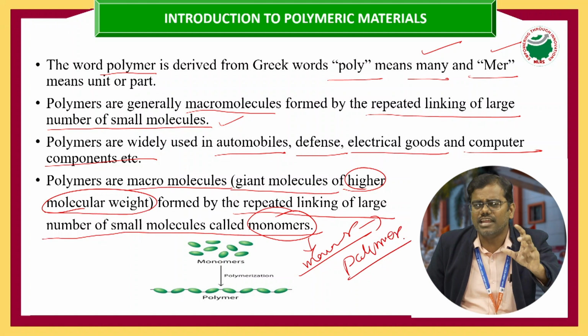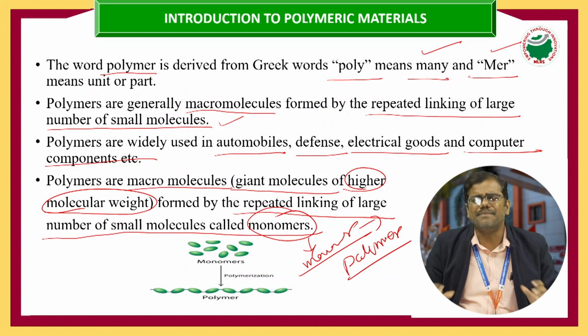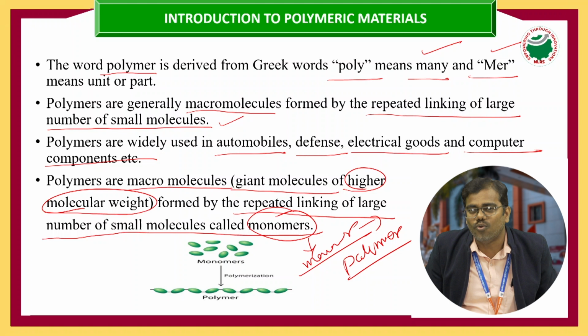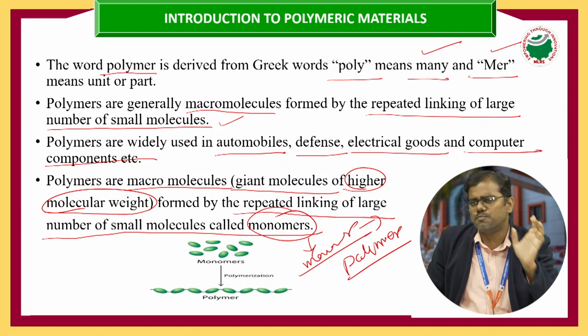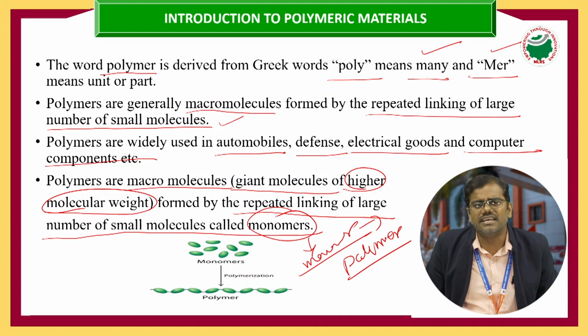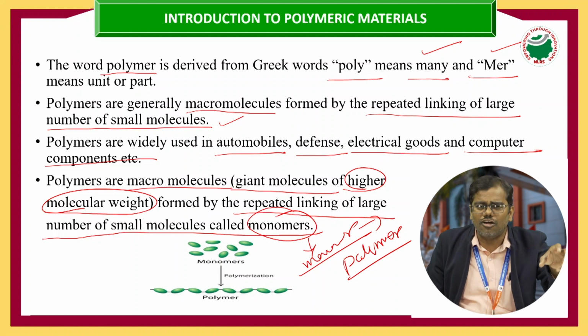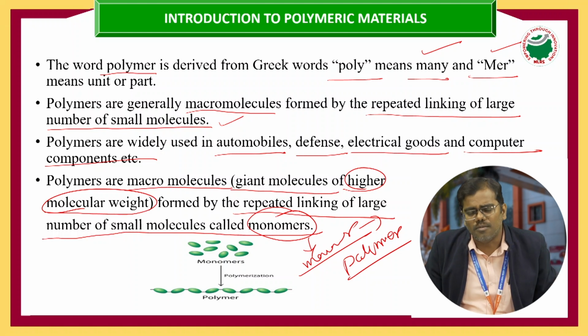Monomers are single units. Polymer is many units. It's a macromolecule, not micro. Micro is a very small molecule. Macro means many molecules are present in the polymer. That is the reason we call a polymer a macromolecule, which is formed by the linkages of the monomers.